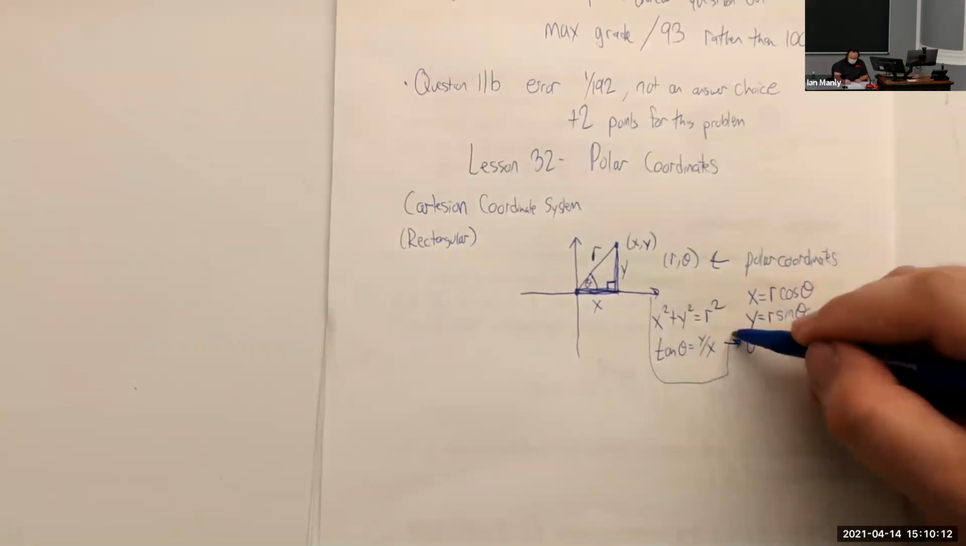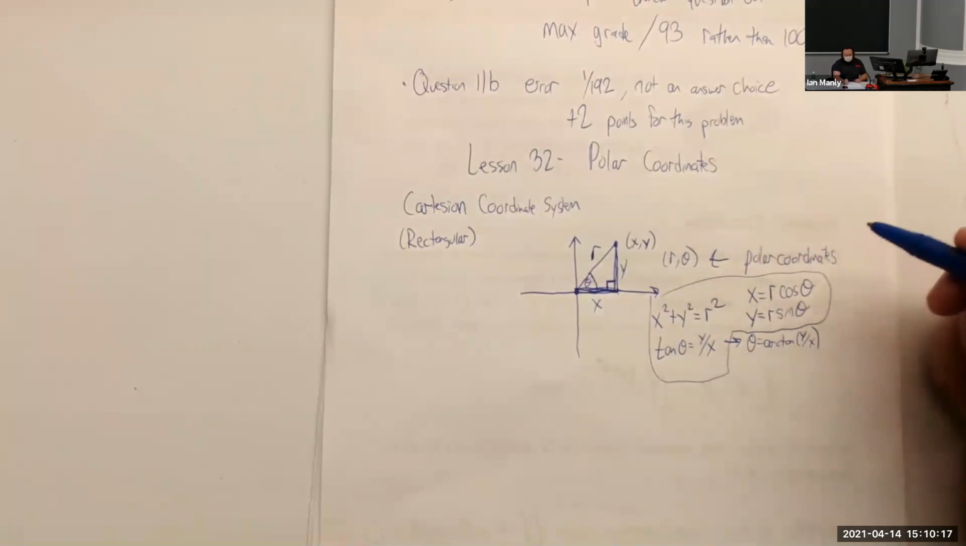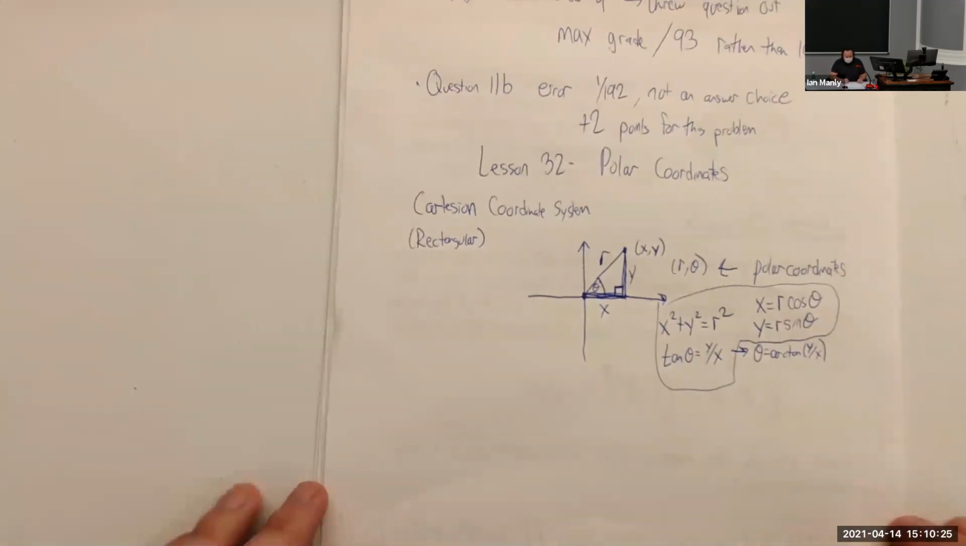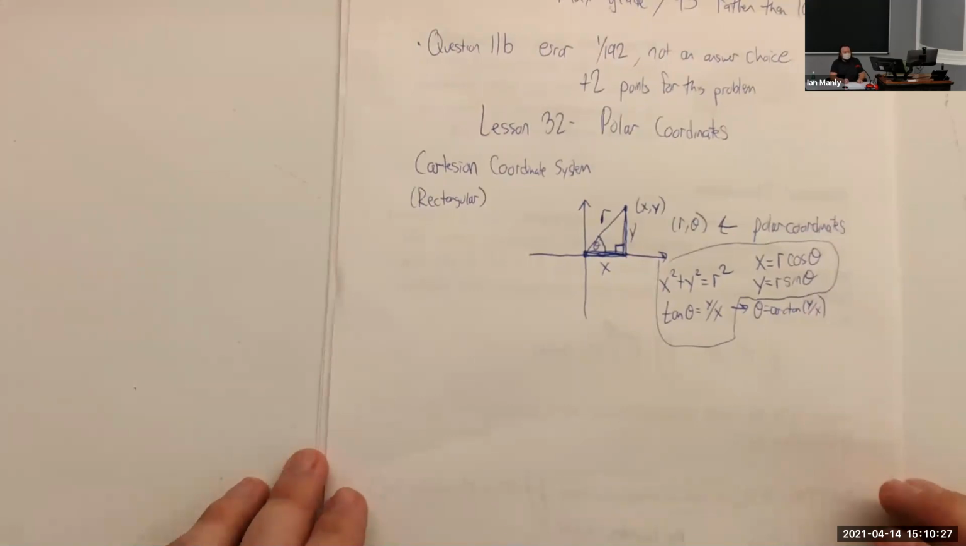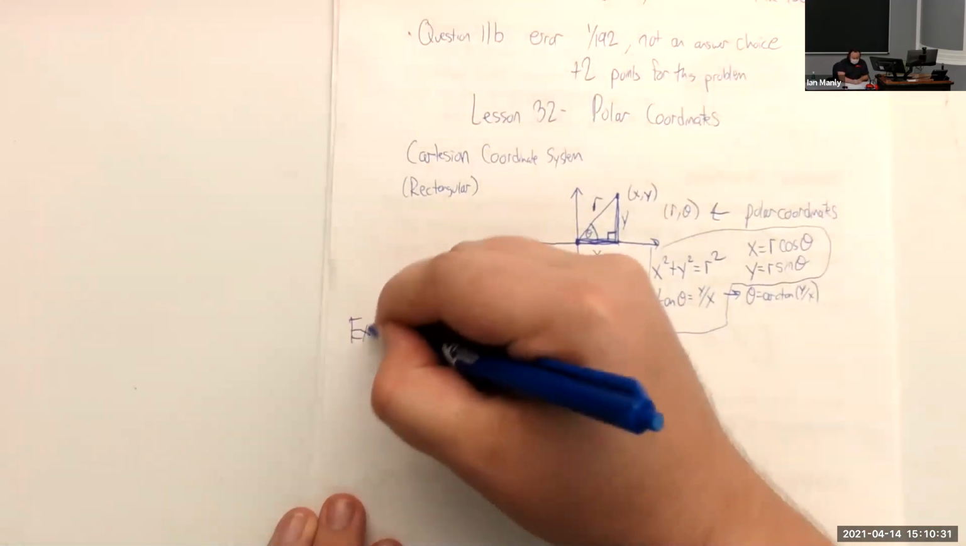So these four equations right here, and possibly this one if you like, are going to be our means of switching between polar and Cartesian coordinates. All right, but before we even start switching back and forth, we want to get used to just using polar coordinates on their own. So this is going to bring me to my first example here, example 1.